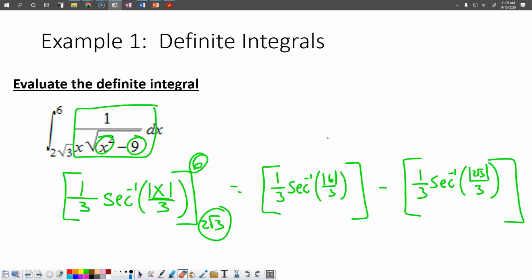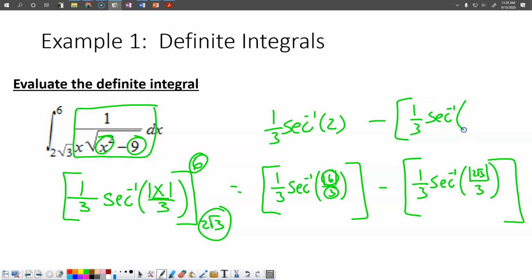And so that's why I spent the time making the review video about how to do these kinds of things. So first of all, we're taking the absolute value of 6 and then dividing it by 3. So the absolute value of 6 is 6, divided by 3 is 2. So I'm going to rewrite this as just 2. Now, over here, we have 1/3 arcsecant of, well, if you take the absolute value of 2 radical 3, you still get 2 radical 3.